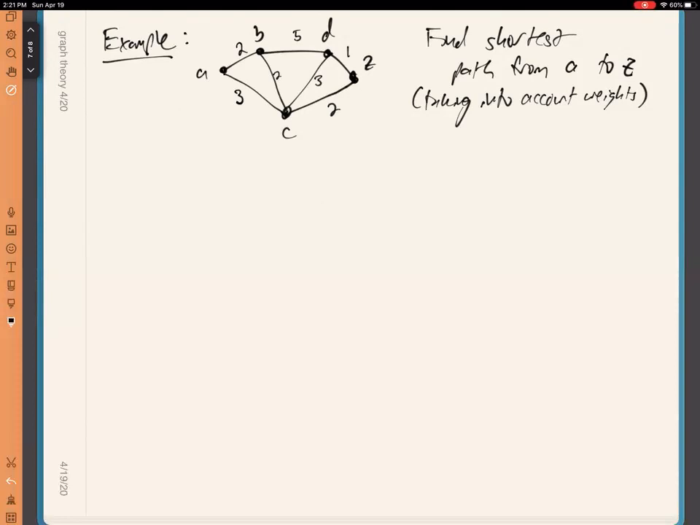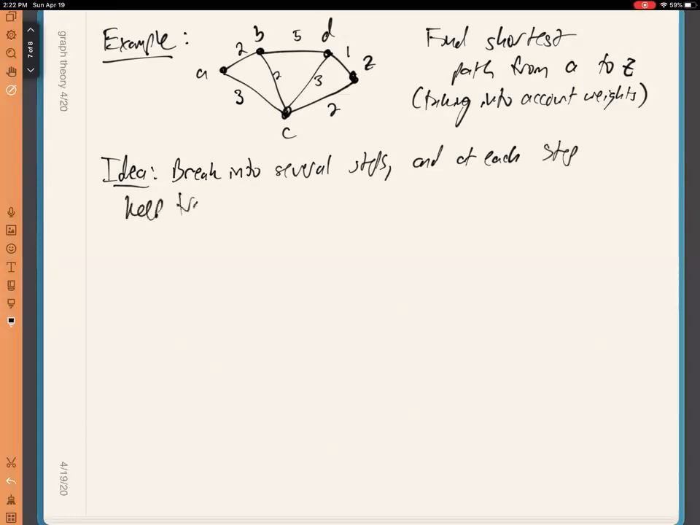And so, how are we going to do this? Well, I'm going to break it up into several steps. And at each step, I'm going to try to keep track of the shortest paths from A to other vertices. Although we have to do this in a clever way, which is going to be the main point of the example.